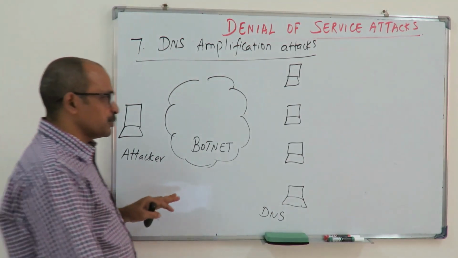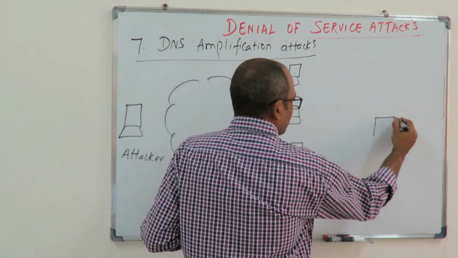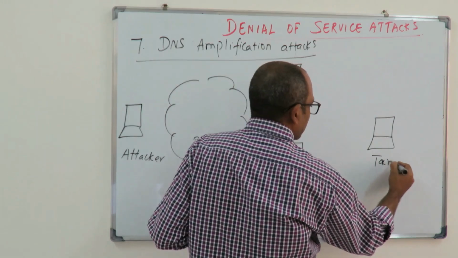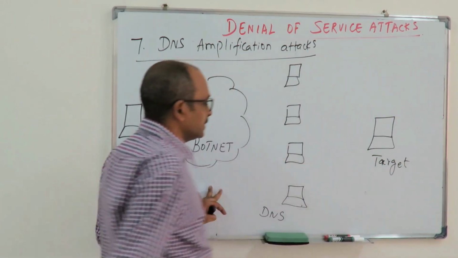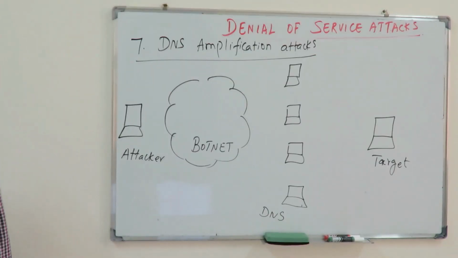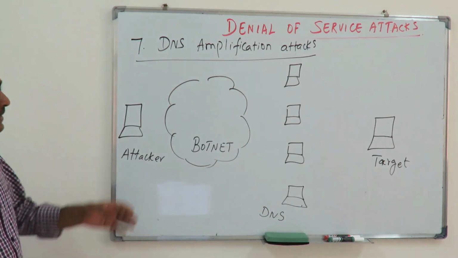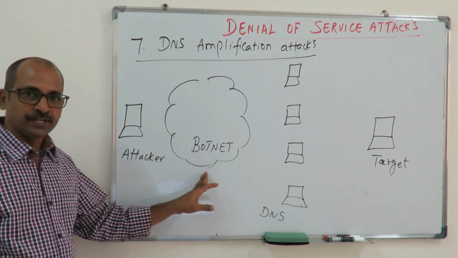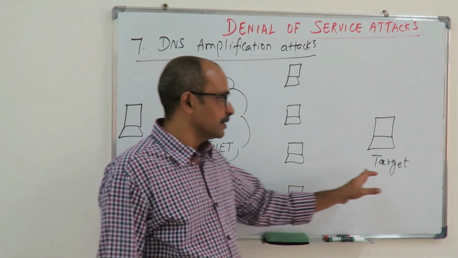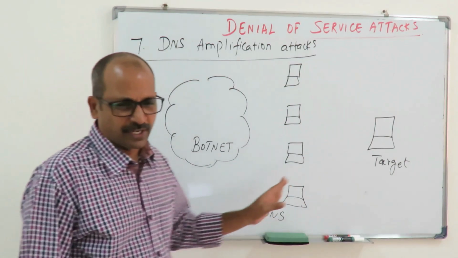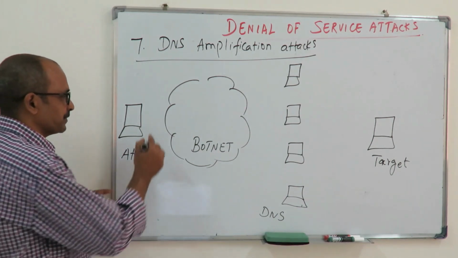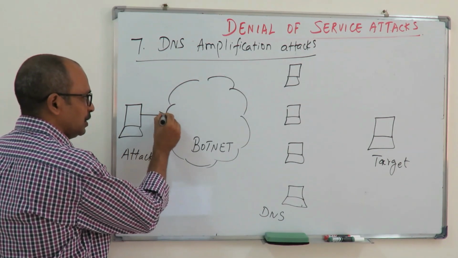The next one in our architecture is the target. So these are the 4 different entities involved in the DNS amplification attack. The first one is the attacker, the second one is the botnet, the third one is the DNS, and the last one is the target. Now how the attack works, you might have guessed by this time. The attacker is giving a request to the botnet.